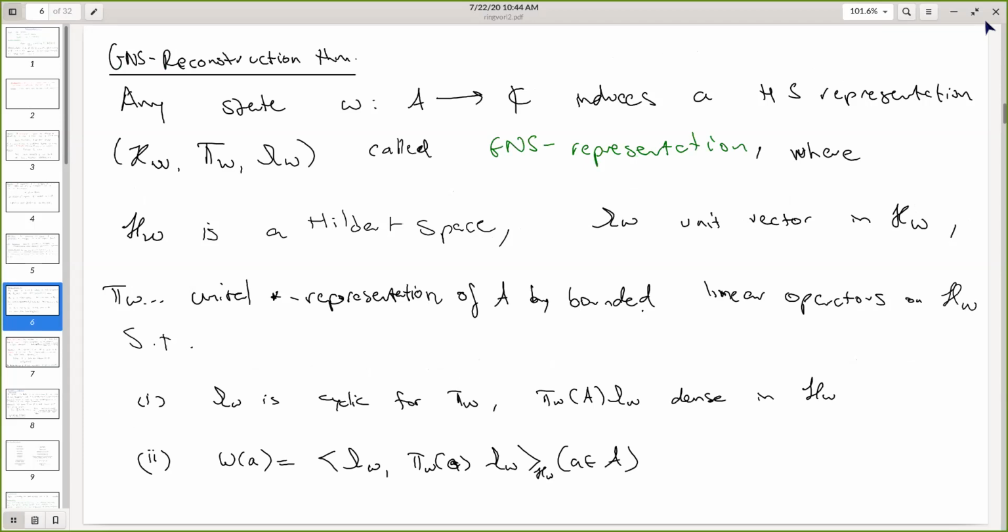Another nice theorem that I want to tell you about is the GNS reconstruction theorem, which has tremendous significance in physics, and especially in quantum field theory, which is the theory of relativistic quantum mechanics in a sense, but considered for infinitely many particles, if I may oversimplify it. And in there, it tells you that any state omega, a linear positive functional that maps the algebra to C, induces a Hilbert space representation called the GNS representation.